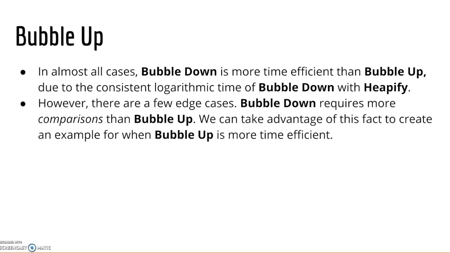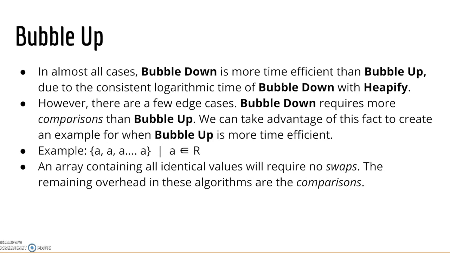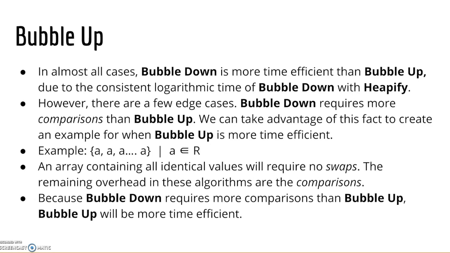First, we can see that bubble down makes more comparisons than bubble up. Using this knowledge, we can engineer a solution to facilitate a more time-efficient bubble up. The following example consists of an array of equivalent values. This example will require no swaps. In this sense, we are essentially controlling for comparisons. Bubble down requires more comparisons than bubble up. Thus, bubble up should be more time efficient.